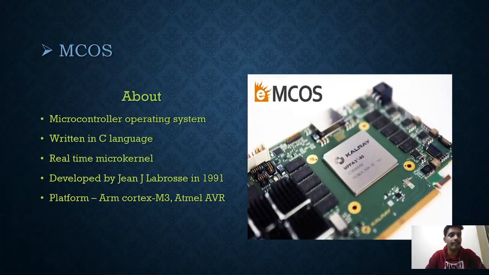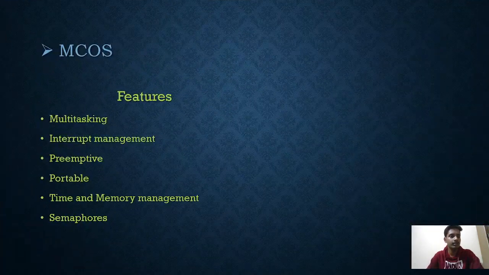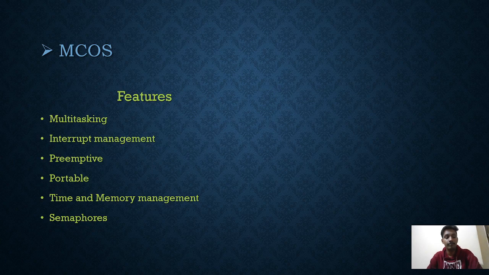So finally, we have MicroC/OS. MicroC/OS stands for Microcontroller Operating System. It is written in the C language. Even this follows the real-time microkernel approach, whatever QNX followed. It was developed by Jean J. Labrosse in 1991. Platform: you can use it on ARM Cortex-M3 and even on Atmel AVR. The features include multitasking, interrupt management, preemptive, portable, time and memory management, and semaphores.